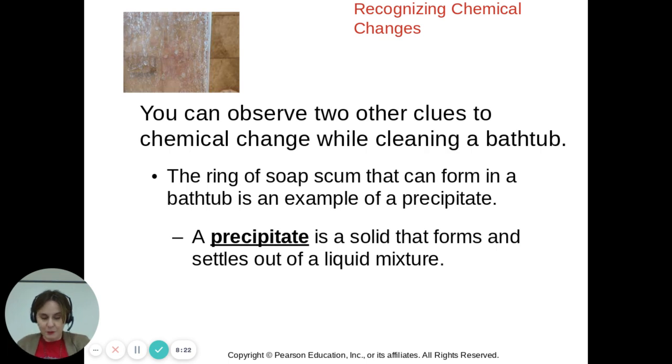And then if you happen to be the person that helps out with the house cleaning, you might have dealt with the ring of soap in the bathtub. That is a precipitate. That soap scum is a precipitate. Of course, we've heard of rain and snow as being precipitation, something falling out of the sky. Think about a precipitate as a solid that forms in a liquid mixture and then settles out. In this case, this precipitate of soap scum settles on the surface of your bathtub or your sink. That's another very good definition, hint, hint.